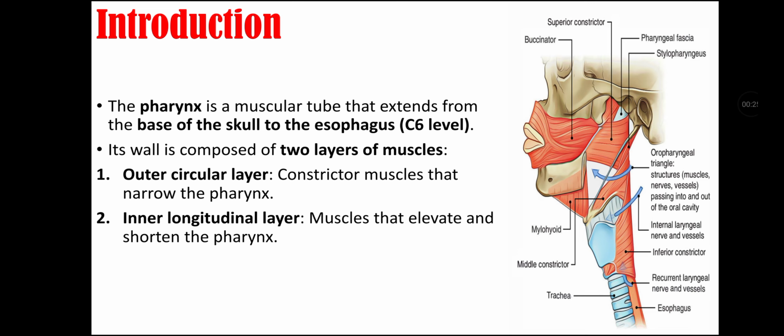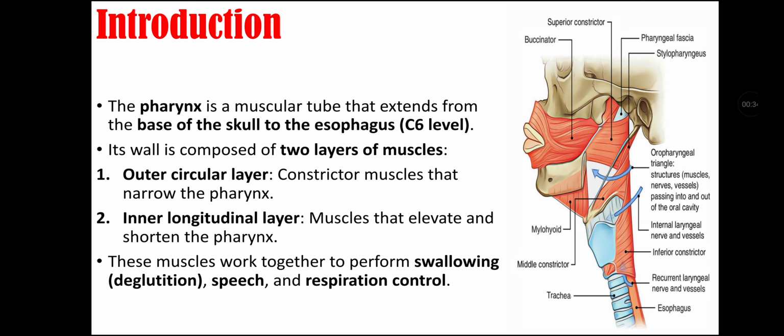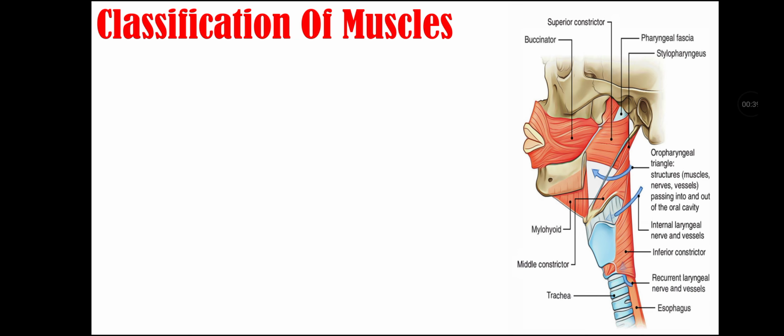Outer circular layer has constrictor muscles that narrow the pharynx, while inner longitudinal layer has muscles that elevate and shorten the pharynx. These muscles work together to perform swallowing, speech, and respiration control.